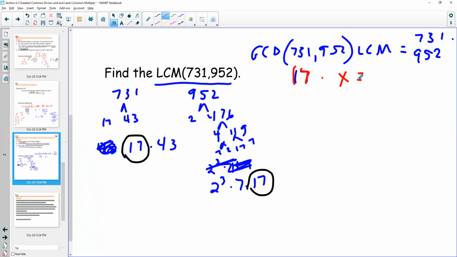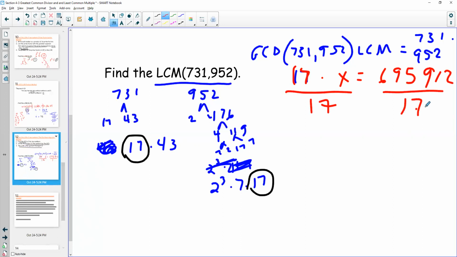Let's see, 731 times 952 is a big number. It's 695,912. Okay, great. Now I just divide both sides by 17. And that's going to tell me that X is a really big number. It's 40,936, because a lot of 17s fit in there. So that's the least common multiple of these two numbers.